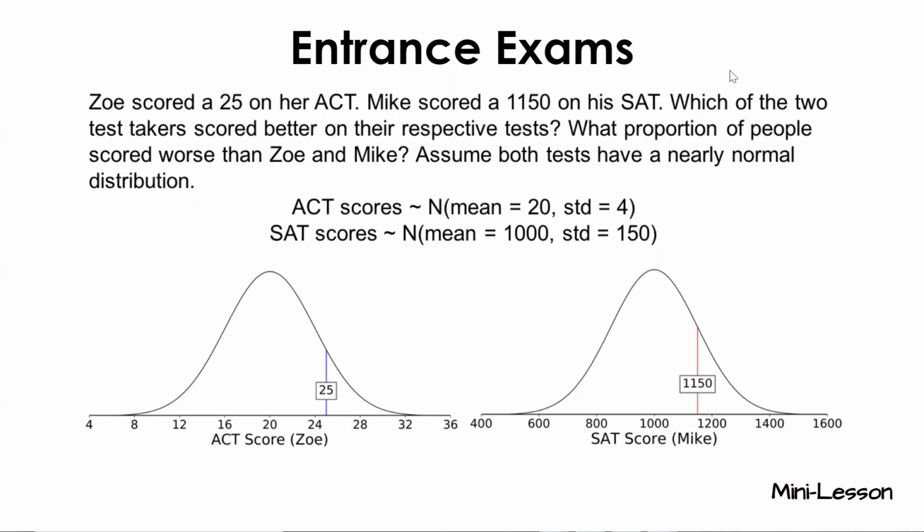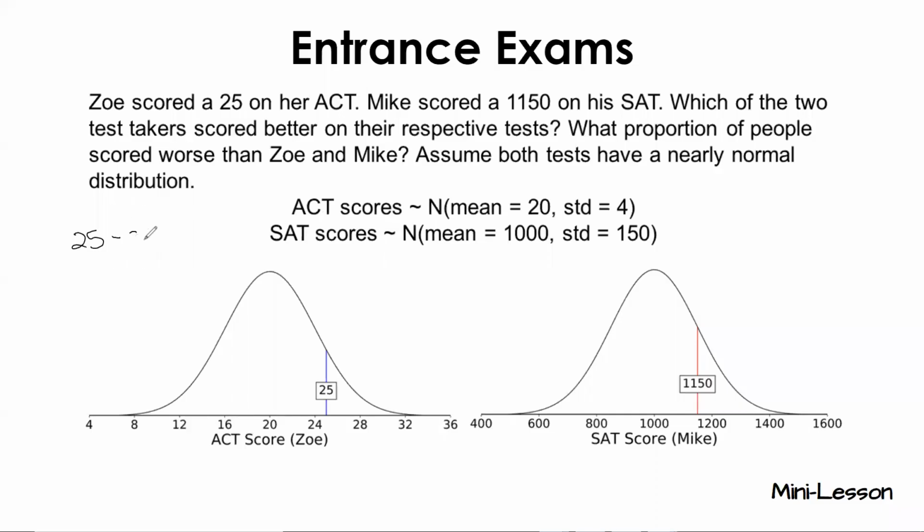The first thing that we're going to want to do is find the z-score, because that's going to tell us the number of standard deviations away from the mean. Looking at Zoe, we got a 25. And what is the mean for the ACT? So we have 25 minus the mean, which is 20, and we divide it by the standard deviation, which is 4. So if we take 25 and subtract 20, and then divide by 4, we get 1.25.